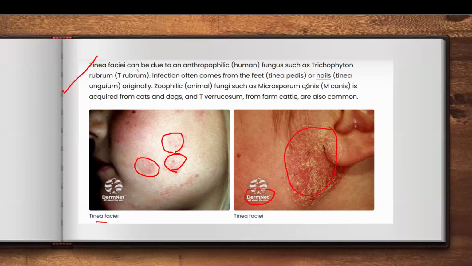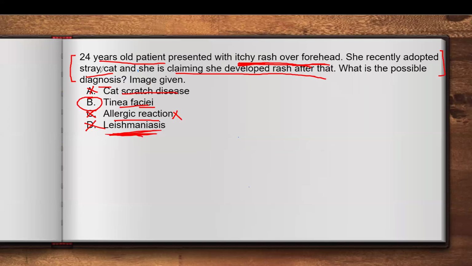And the most common cause is Microsporum canis, which can be acquired from cats and dogs, and also from farm cattle. So this is also a zoophilic fungal infection. You can see that she had an exposure to the cat. So that is why tinea faciei, this picture, is most likely going with this one.